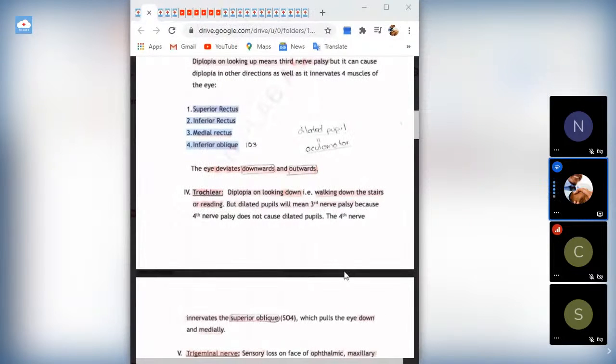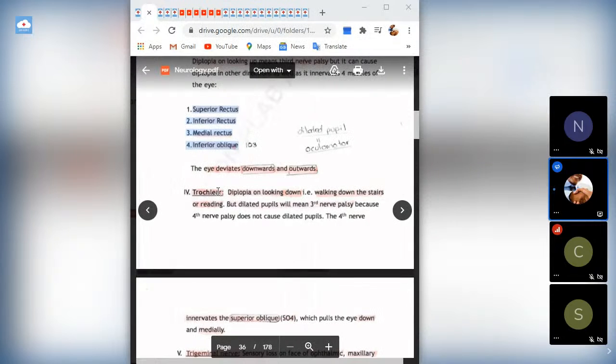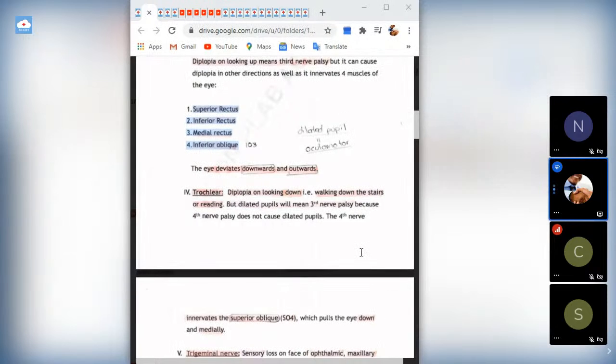But inferior oblique will pull the eyes upwards and outwards. Okay, what am I saying? It will pull the eyes up and out. Okay, so now superior oblique goes to pull the eyes down and in.